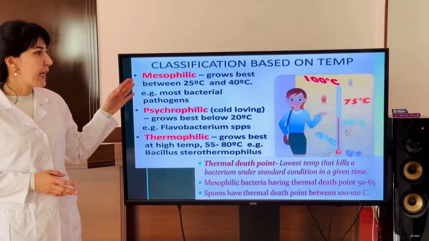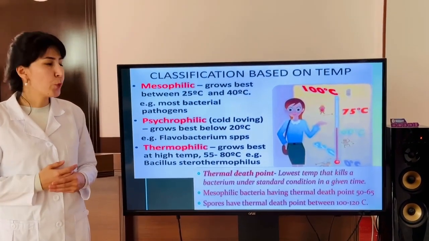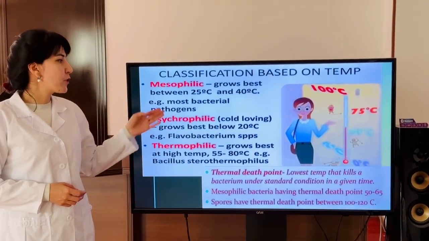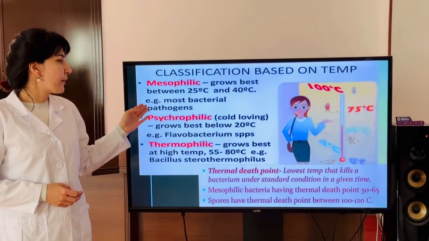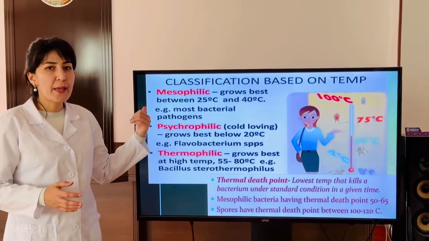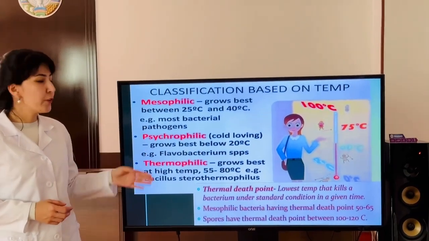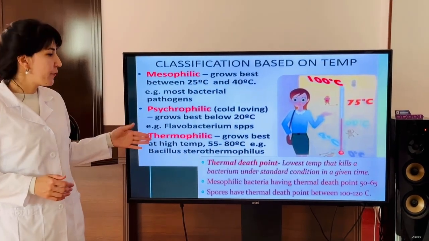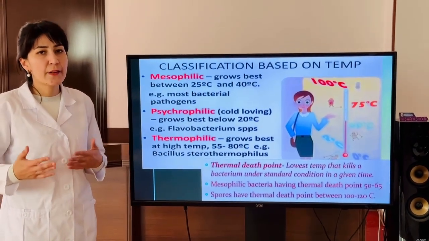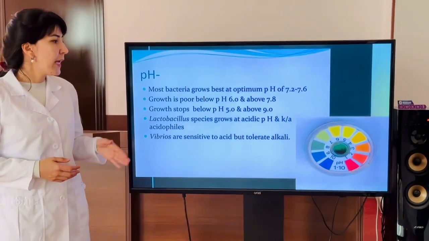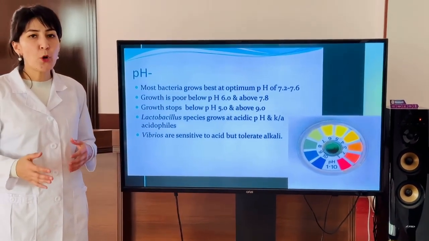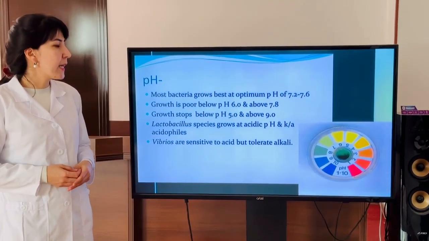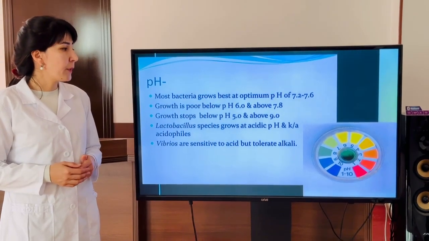Classification based on temperature: we divide bacteria into three subgroups, mesophiles, psychrophiles, and thermophiles. Mesophiles grow between 25 and 30 degrees, and most pathogenic bacteria are mesophiles. Psychrophiles are cold-loving and grow best below about 20 degrees, and thermophiles depend on high temperatures. pH is another important factor for bacterial growth; growth falls below about pH 6 and above 7.8.